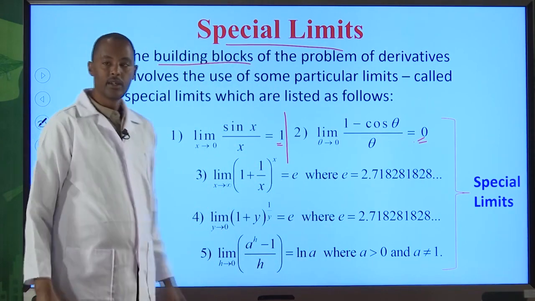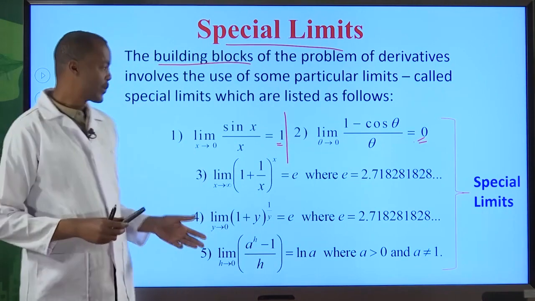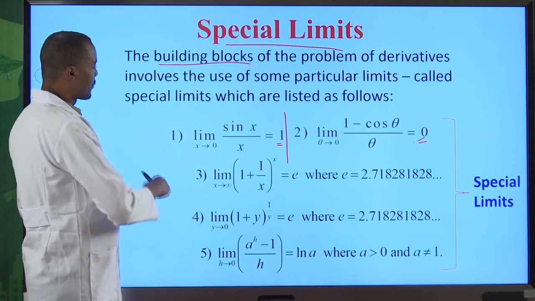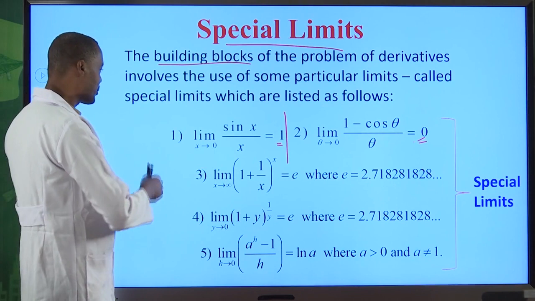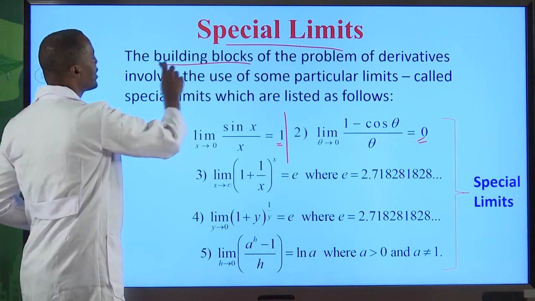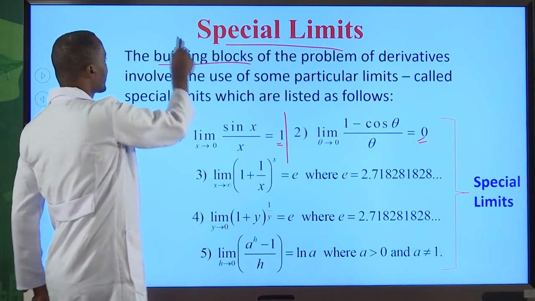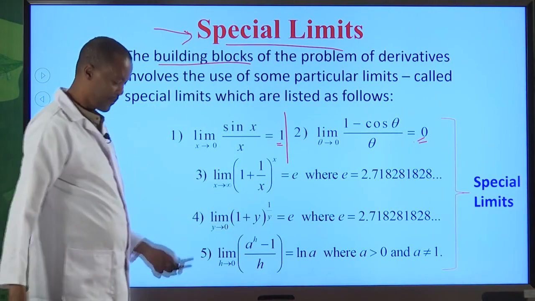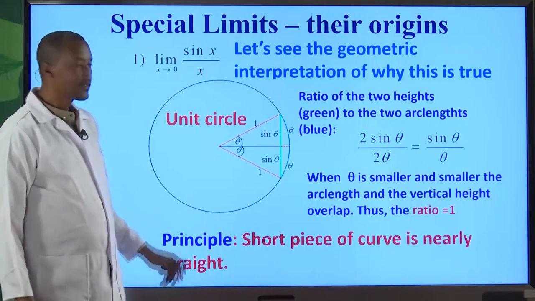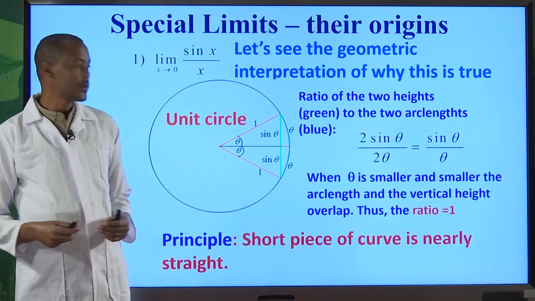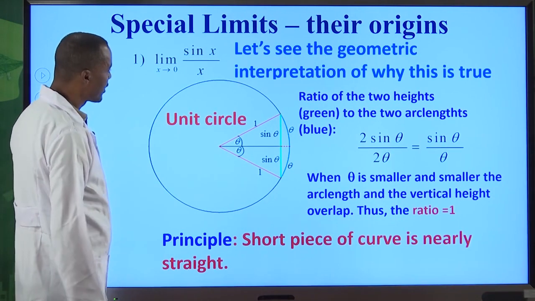So if you are new to derivatives, you have to get started first by being introduced to these five special limits. These five special limits are, as we have said, building blocks of the problems of derivatives, and are so important that they are called special in this sense. So from now on, I want to show you one by one how the values of these special limits could be determined.